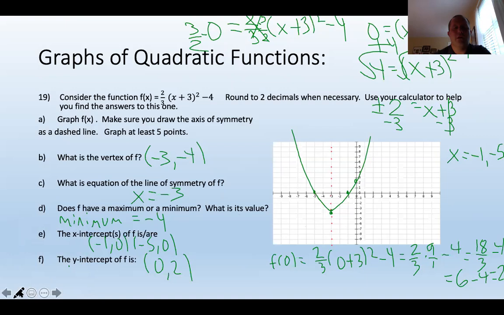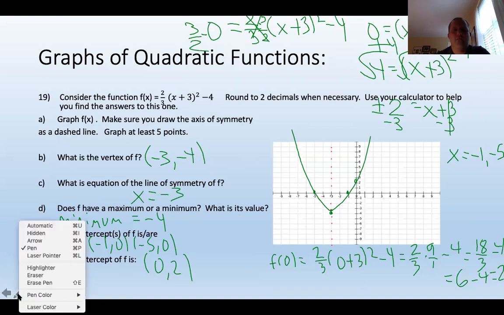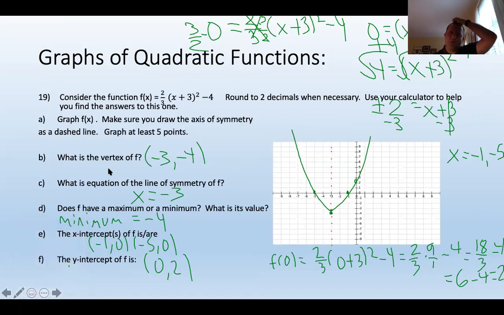Okay, so before I graph it, I got to go through all the different steps to graphing it. And the first step when you have a quadratic equation is always to find the vertex. Now the vertex, this is in vertex form.